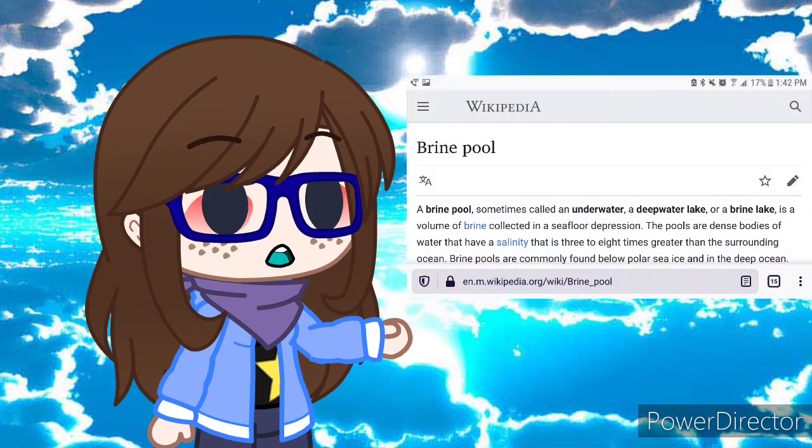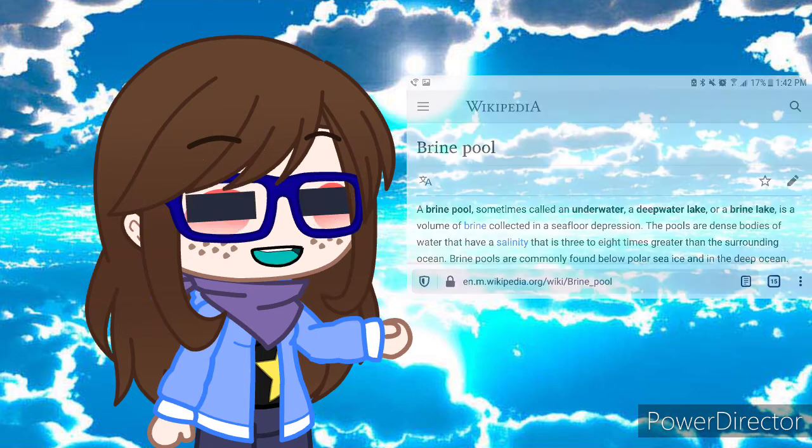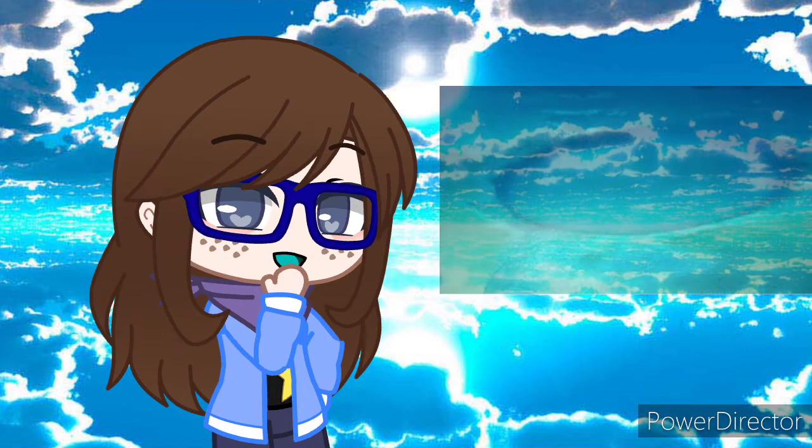Wikipedia describes this as a volume of brine collected in the seafloor depression, which is honestly a bunch of words I don't really understand, so I'll just stick with the whole underwater water approach because that seems way easier to pronounce. Brine lakes, or brine pools, are able to exist at some parts underwater because of their density compared to the actual water above it.